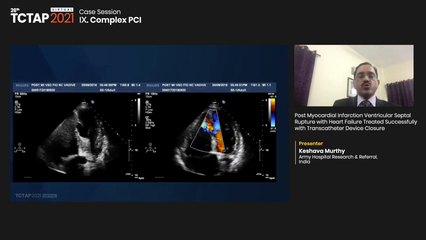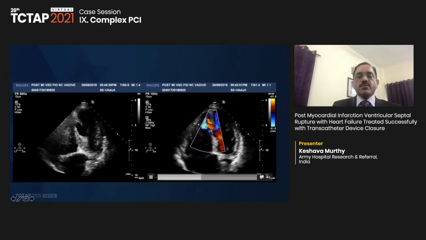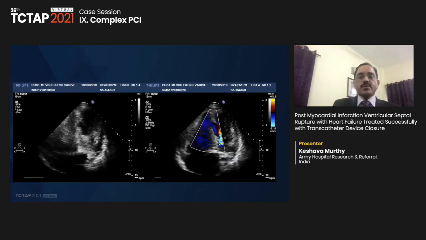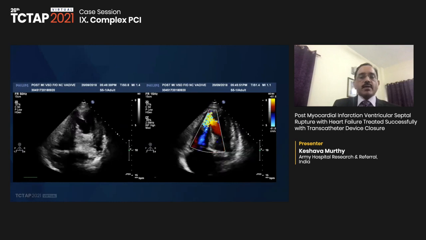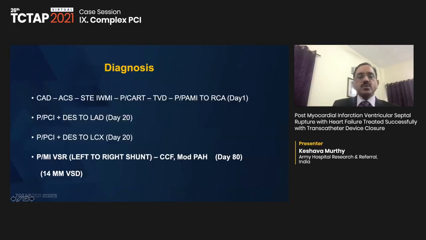Apical 4-chamber view showed a large ventricular septal defect with left to right shunt. It was located towards the apex. It was apically located, and the maximum diameter was 14 millimeter. He had moderate PAH. So a diagnosis of post-MI ventricular septal rupture with left to right shunt with congestive cardiac failure and moderate PAH was made in a background of coronary artery disease, triple vessel disease, post-PCI status.